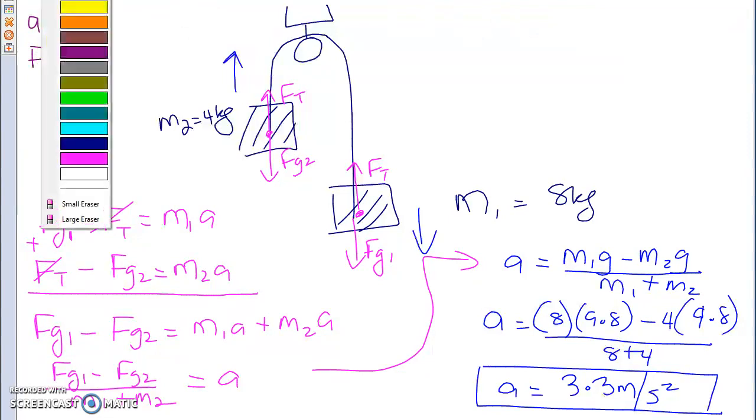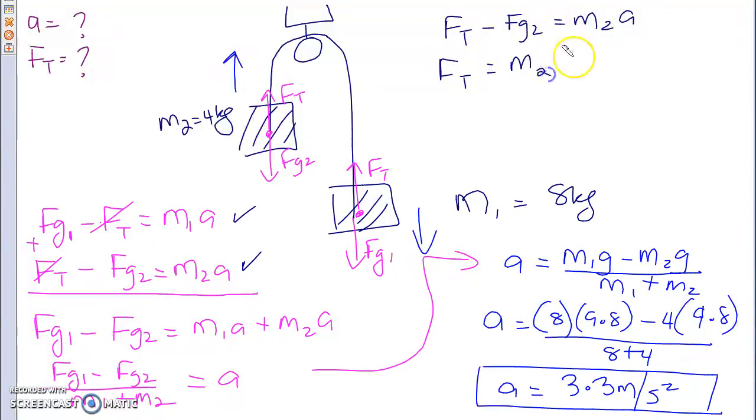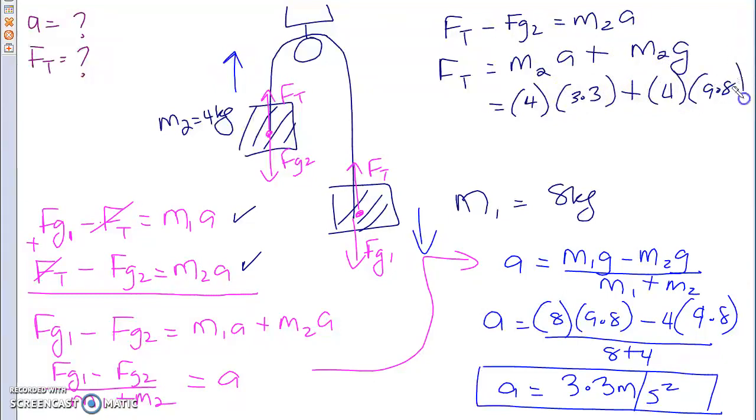To solve for my tension, I can use either one of these two equations. I'm going to use this one right here: Ft minus Fg2, which equals mass 2 times acceleration. So Ft equals mass 2 times acceleration plus mass 2 times gravity. That's going to be 4 times 3.3 plus 4 times 9.8. And what do you get for your Ft?